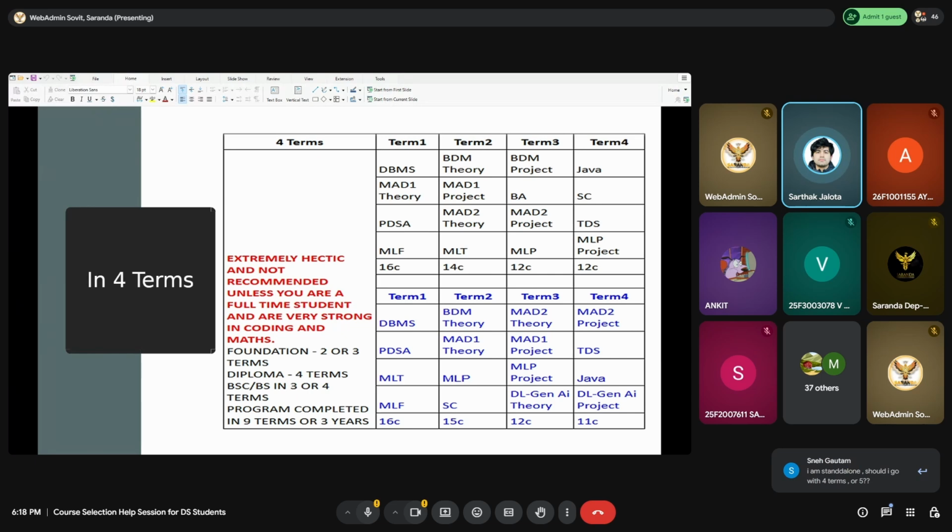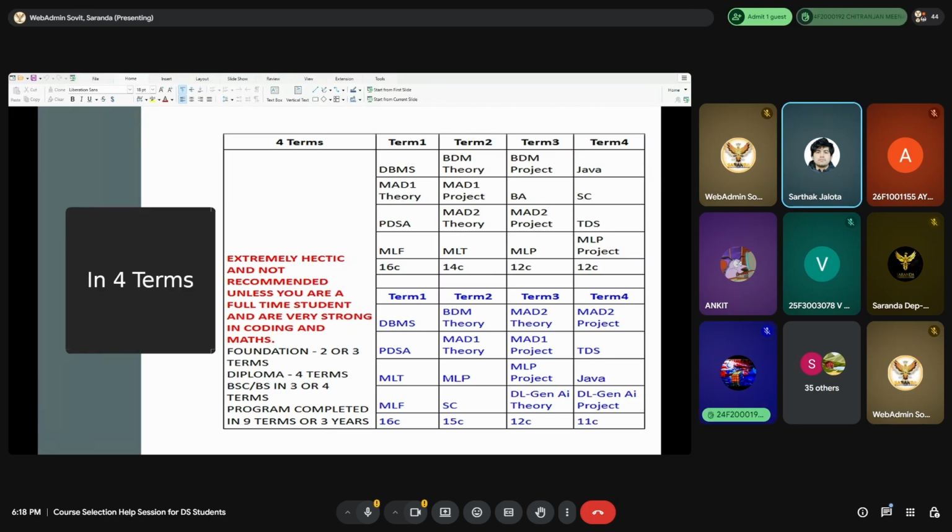I am standalone. Should I go with four terms or five? For the DL and Gen AI path, I would recommend at least five terms, and I'll provide you with the reasoning behind it. So, if you're taking this four-term path, you have to do MLT and MLF together. And taking PDSA, MLT, and MLF together is a little bit hectic. Because PDSA, basically in BTech, there are two courses, which is discrete structures, and another one is analysis of algorithms. PDSA is a combination of those both courses into one 12-week marathon.